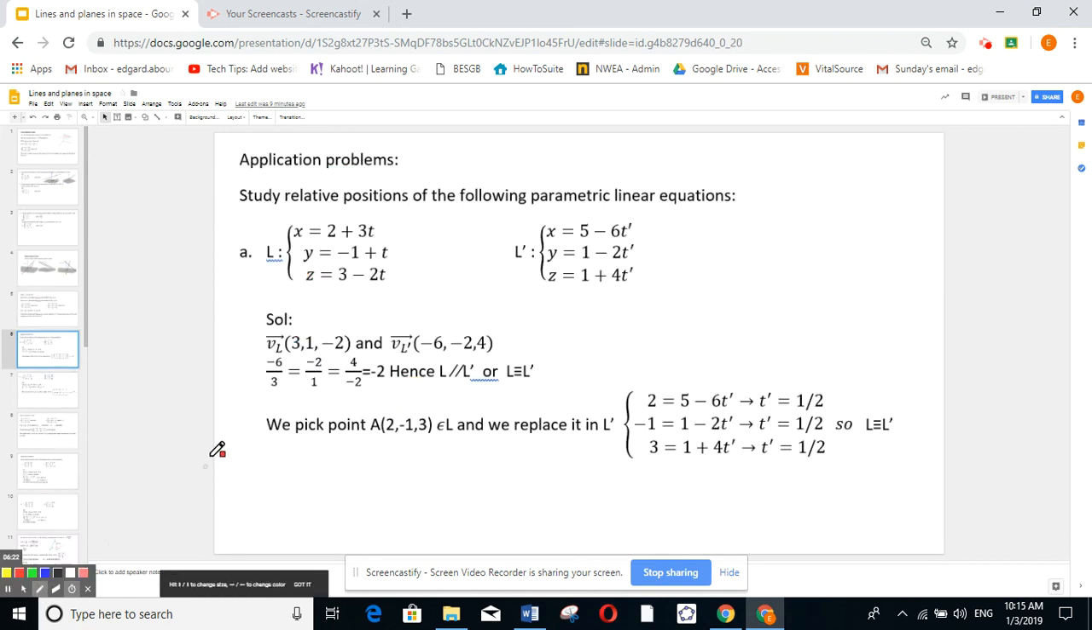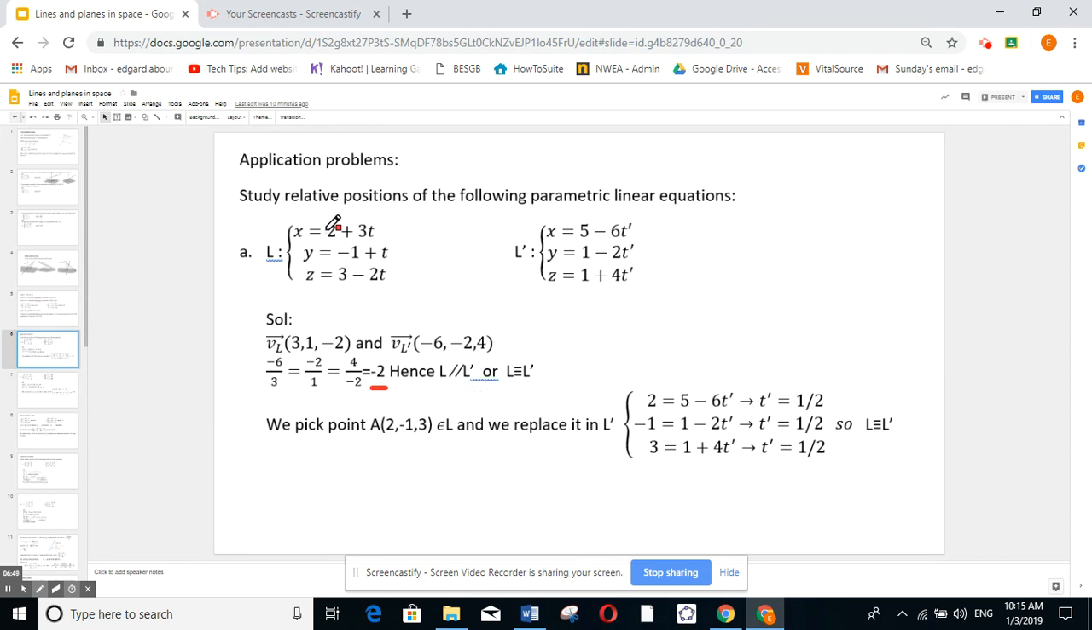So let us take examples. Study the relative position of these two linear equations. First of all, I'm going to check if parallel or coincide. So I say -6 over 3 equals -2 over 1 equals 4 over -2. Yes, all are equal to -2. So either parallel or coincide.